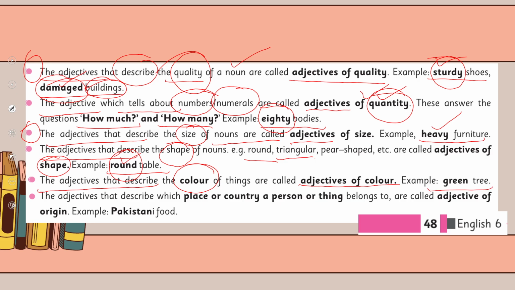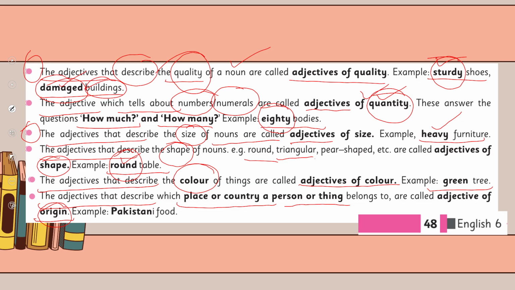Yes, green tree, or red car, yellow fruit. The adjectives that describe the place or country a person or thing belongs to. They are called adjectives of origin because we are telling the origin, where something is coming from. Origin means where something or someone is coming from.